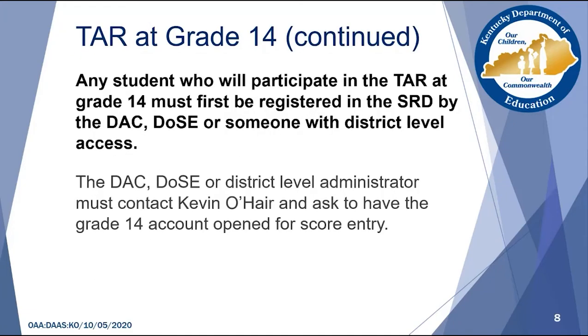If the district would like a grade 14 student to take the TAR, the student must be added manually in the SRD by the DAC, DOS, or someone with district level access. Once the student has been added, the administrator must contact Kevin O'Hare and request that the TAR be open for score entry, along with which specific content area needs to be completed. For example, if a student in grade 11 met benchmark in reading, then at grades 12 or 14, reading would no longer need to be completed. So basically what that does is it banks their highest score in that specific content area so that they're not required to go back in and do it all again.